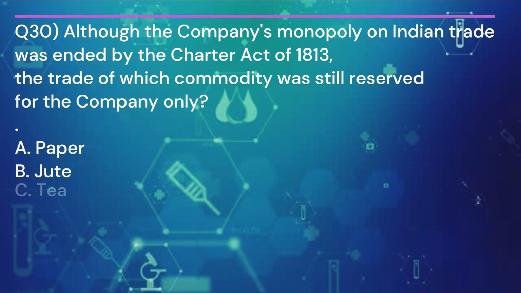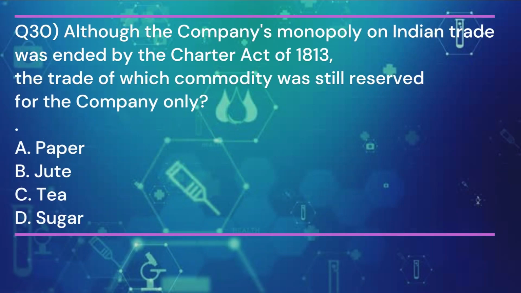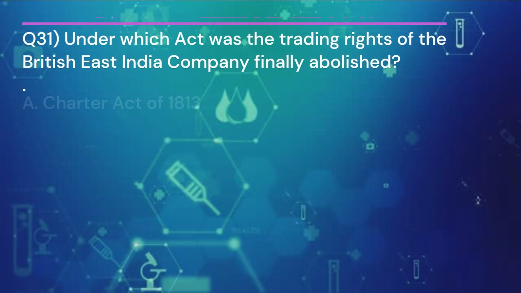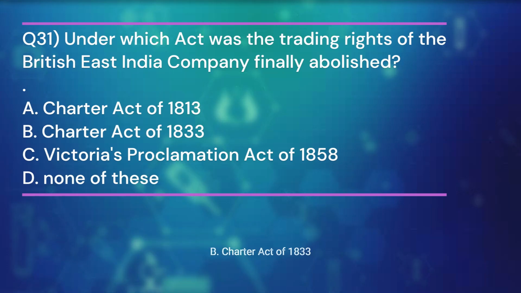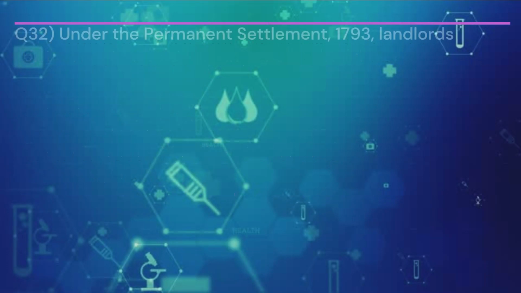Question 30. Although the company's monopoly on Indian trade was ended by the Charter Act of 1813, the trade of which commodity was still reserved for the company only. And the answer is C. Tea. Question 31. Under which act was the trading rights of the British East India Company finally abolished? And the answer is B. Charter Act of 1833.